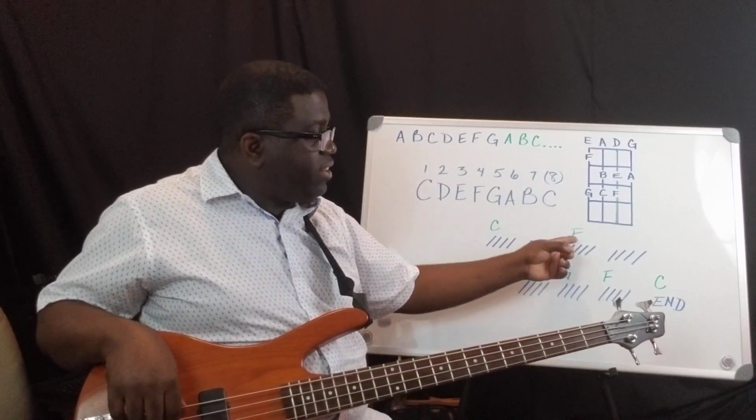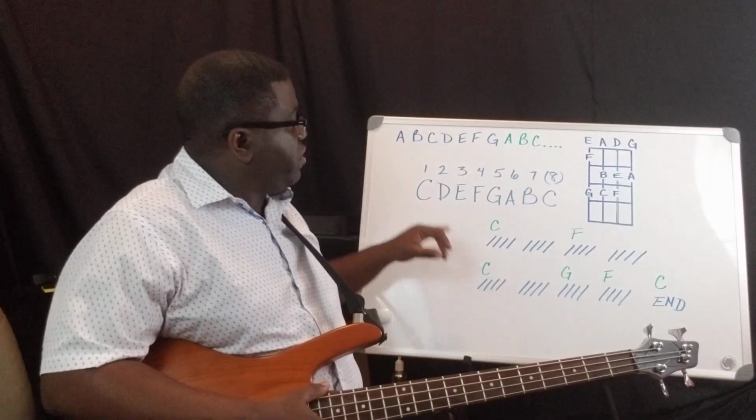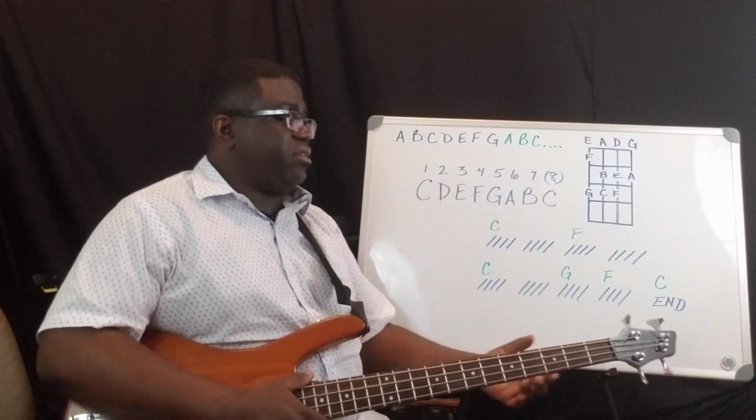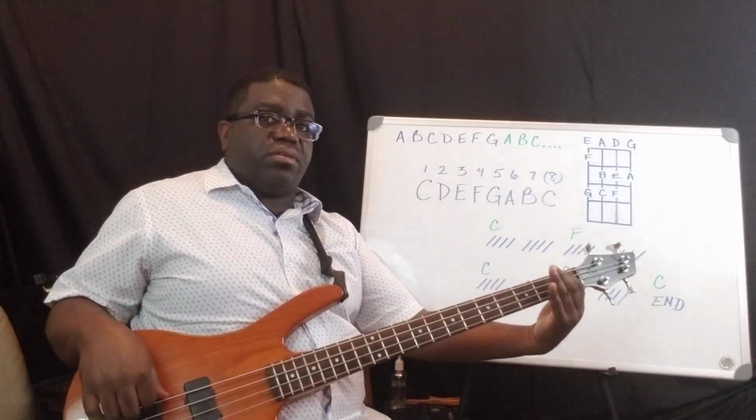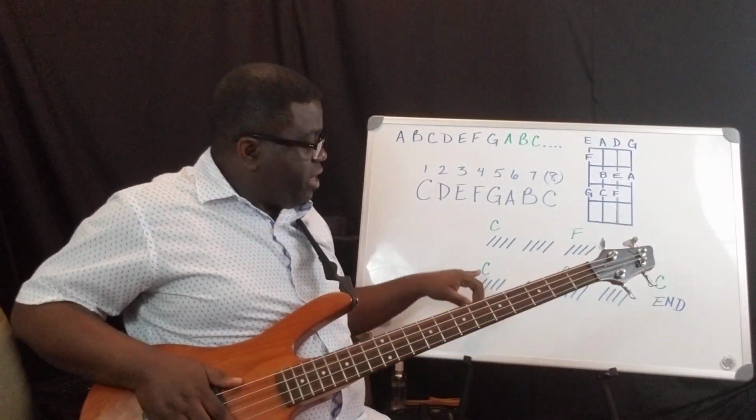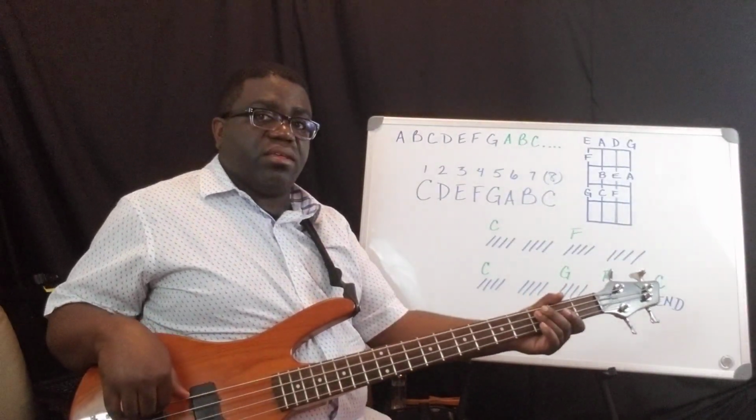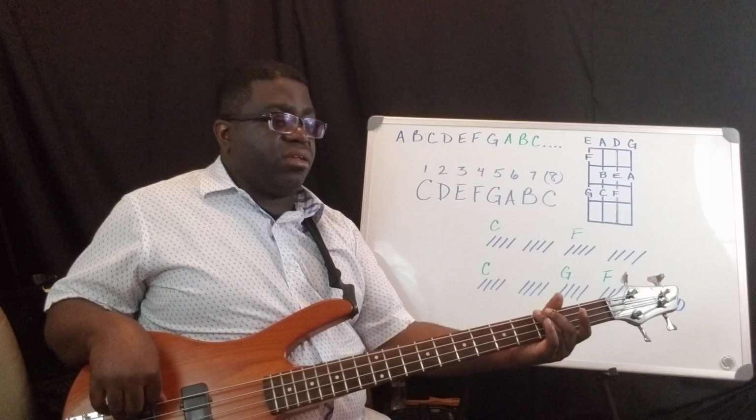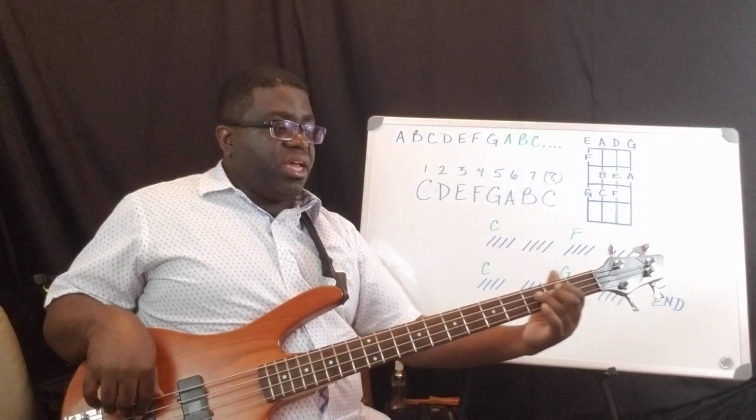And then over here it has an F, right? F in the C scale is the fourth note. So we go to F. Okay, that's the F. And then over here, back to C, which is this one here, C. And then the next one is G, right? And then F, and then C. Now I'm going to show you how that sounds when you're playing it with a drum.